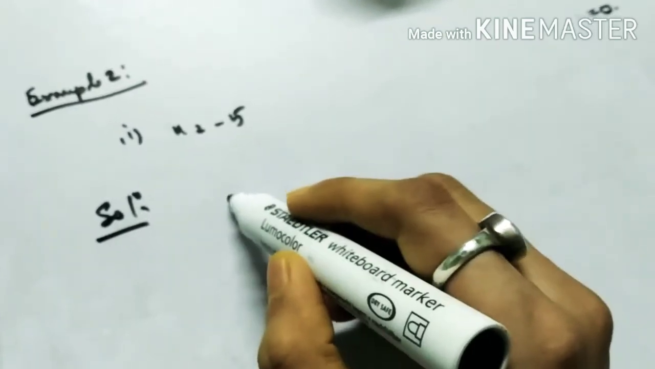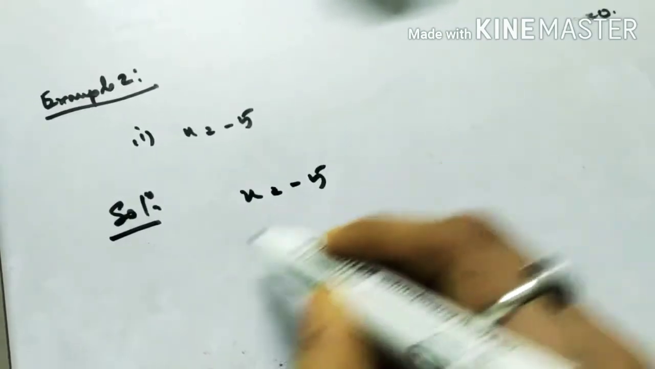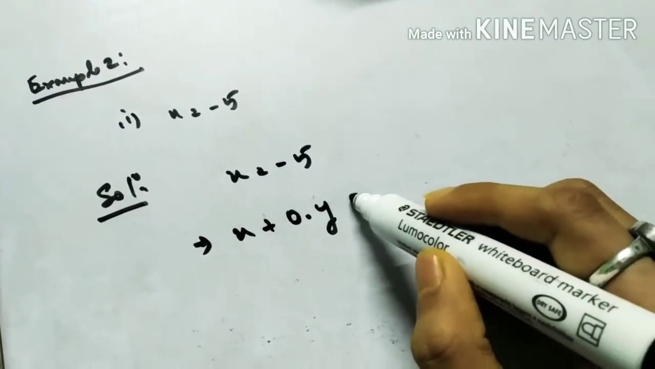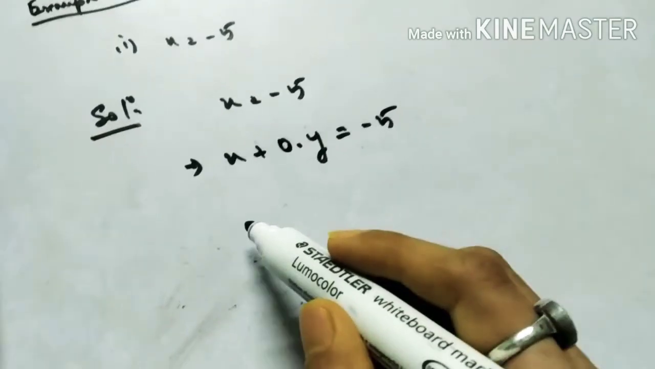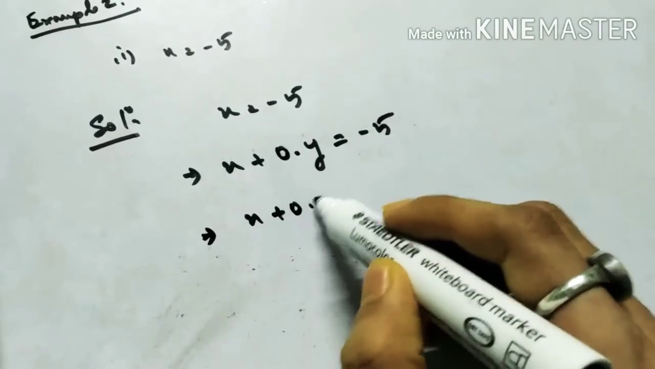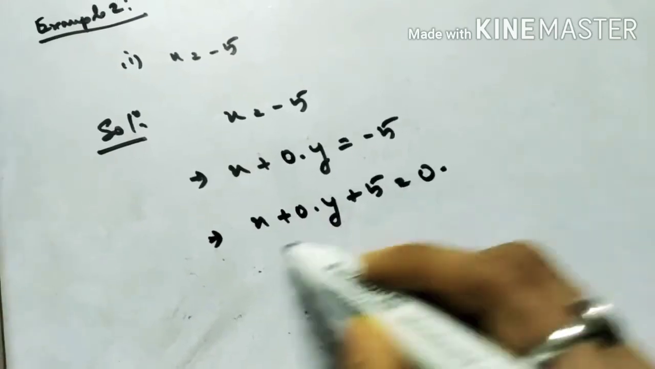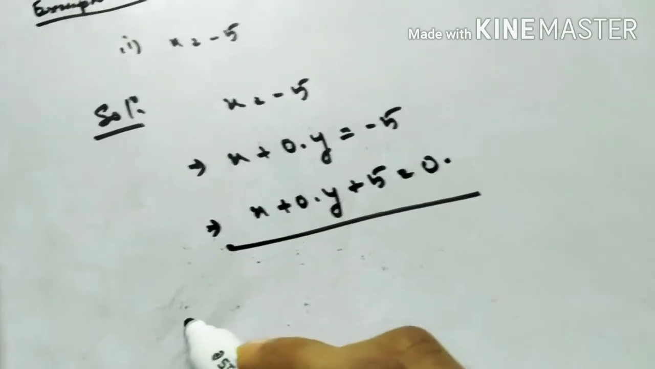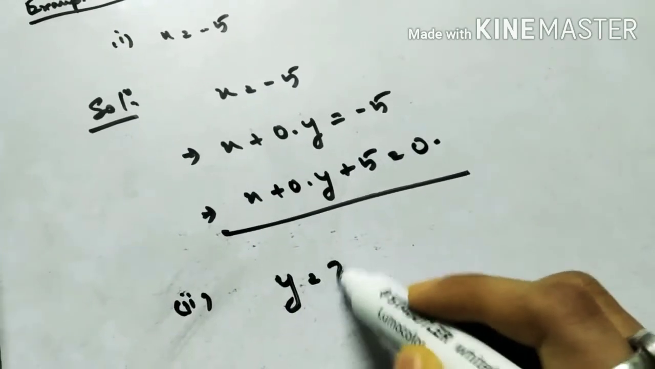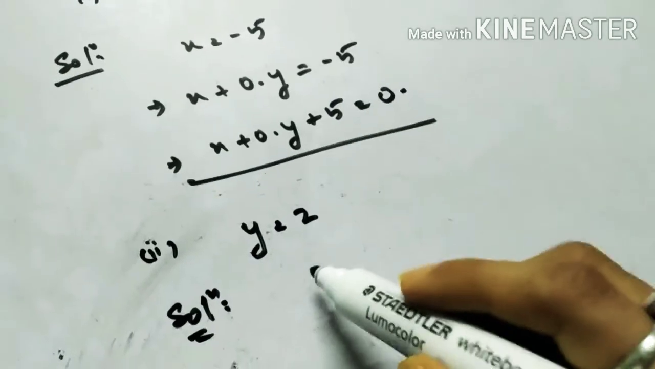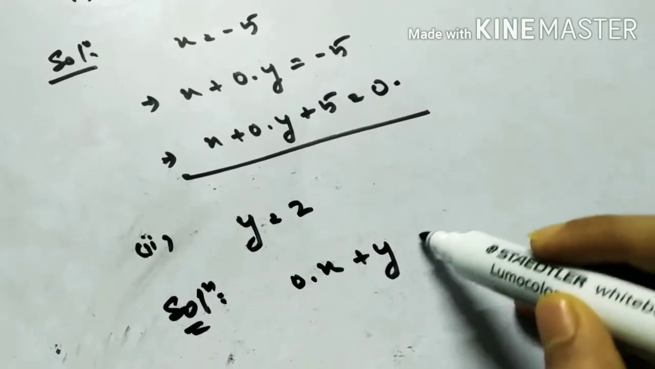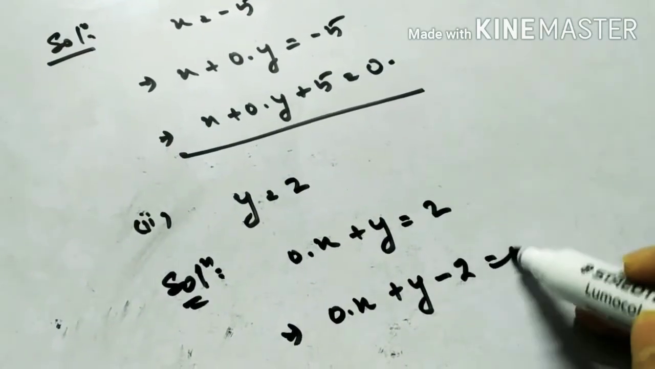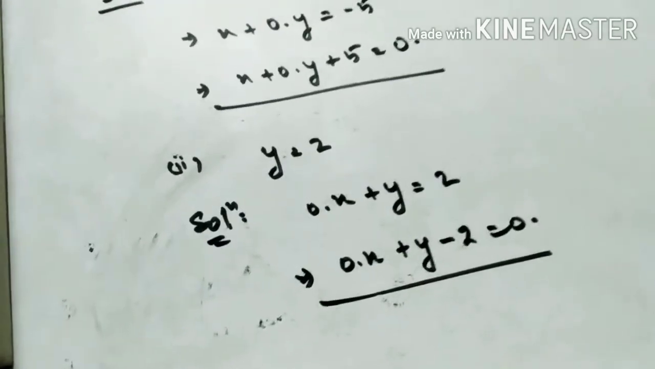Okay, so no problem there. This one, x is equal to -5, I can write as x plus 0 dot y is equal to -5. So x plus 0 dot y plus 5 is equal to 0. This is a linear equation in two variables. Understand? Next, y is equal to 2 is given. So this one I can write as 0 dot x plus y is equal to 2. So 0 dot x plus y minus 2 is equal to 0. This is a linear equation in two variables.